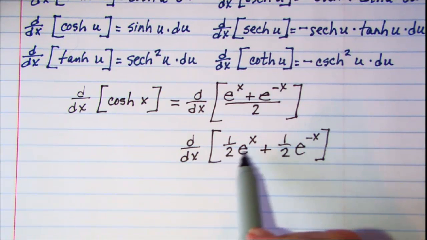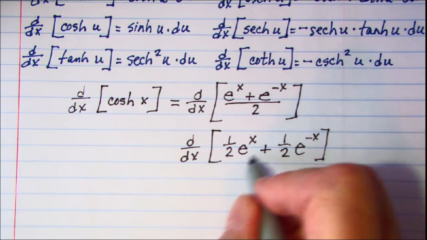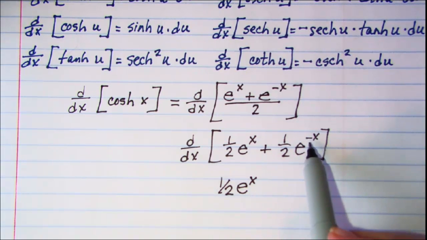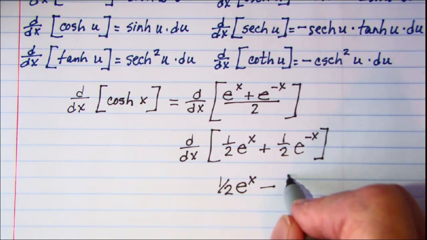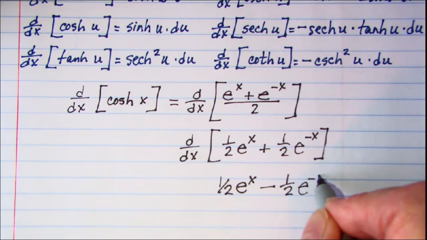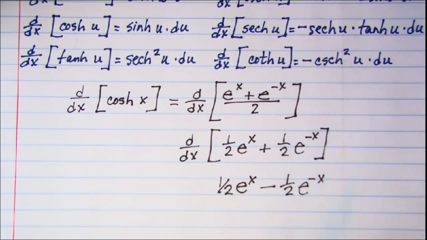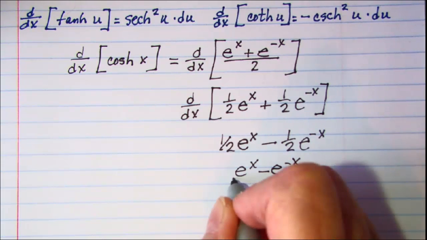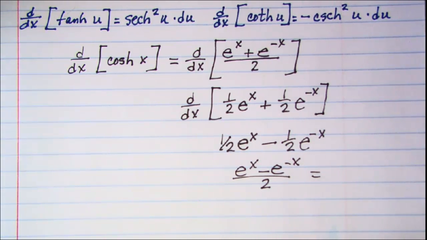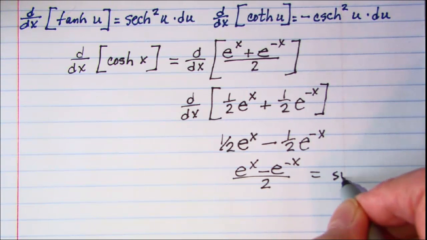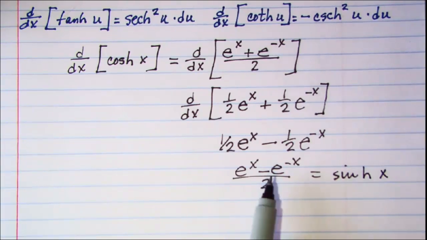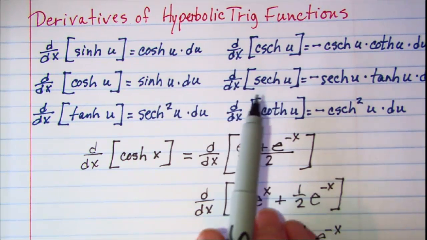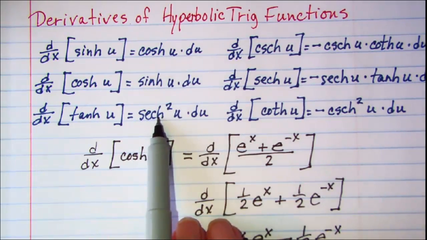Now I'll just use the rule for exponentials on this. The derivative of 1/2 e to the x is 1/2 e to the x. And then this one will be a negative 1/2 e to the negative x. And we can rewrite this as e to the x minus e to the negative x over 2, which we know from our definitions is the hyperbolic sine. Just be aware that even though these are similar to our circular trig functions, we have to watch the signs.